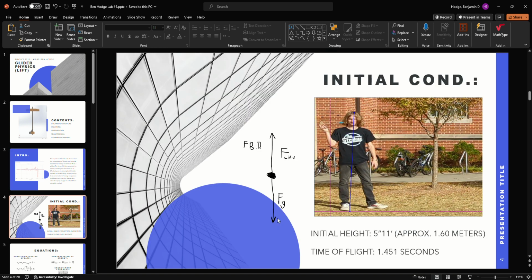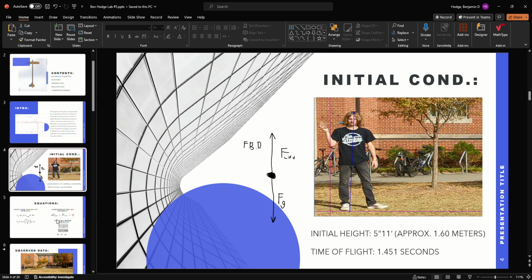Our initial conditions are the force of lift and force of gravity acting upwards and downwards respectively, and other forces such as drag and friction are not really being considered for this experiment due to their smallness and the short time that is measured in. You can see our initial height of 5'11", or approximately 1.6 meters, right here. And our glider is going to be launched and fly for approximately 1.451 seconds.